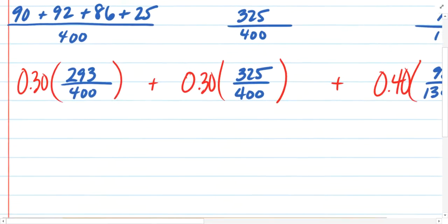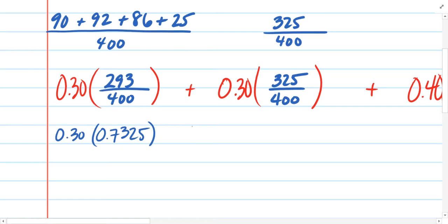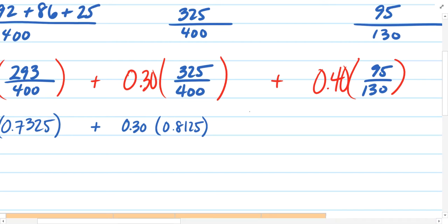Now, just to be abundantly clear with the math here, 293 divided by 400 is 0.7325. I did that with a calculator off screen. And we'll need to multiply that decimal by 30%. 325 divided by 400 is 0.8125. And again, I did that off screen. And we'll need to multiply 40% times the result of 95 divided by 130, which is 0.7308.